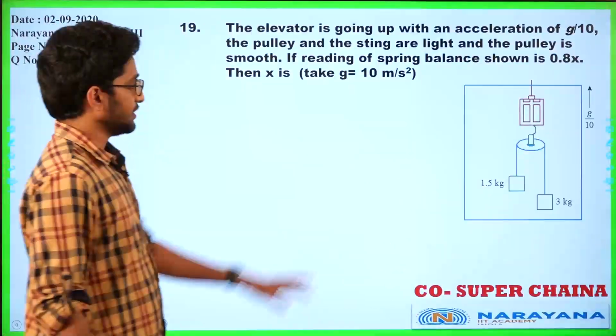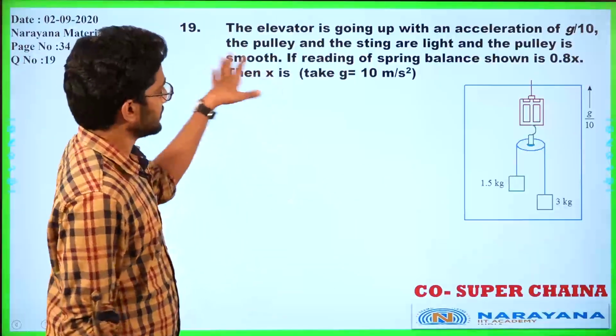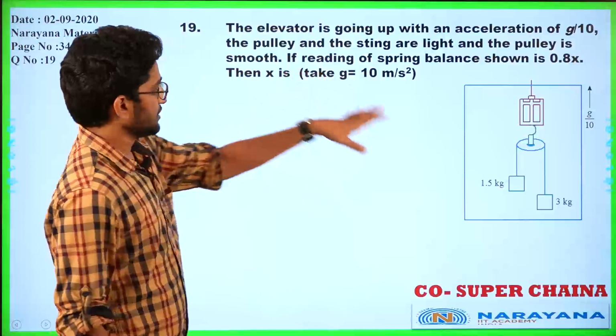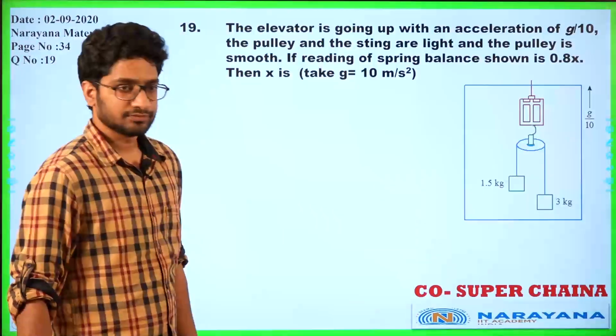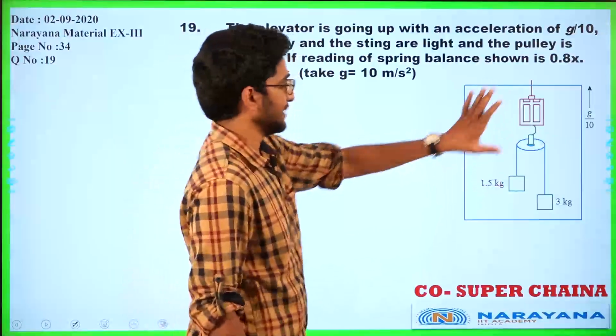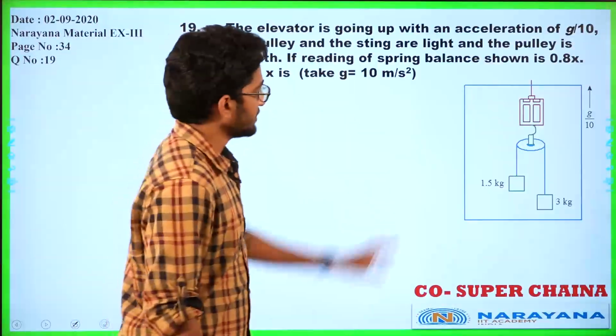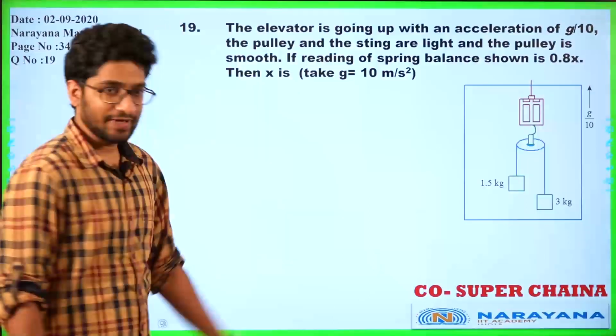Here there are two blocks. You can read the question. The elevator is going up with some acceleration g by 10, and the pulley and the string are light, and the pulley is smooth. So all are ideal cases. If the reading of the spring balance is 0.8x, then what is the x value?